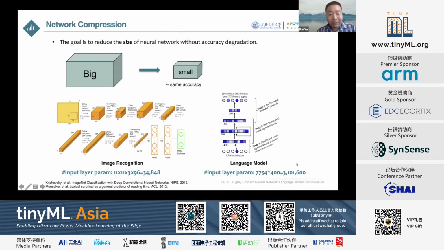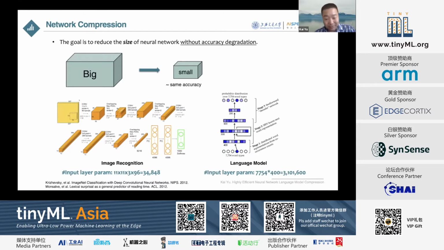Before, people have been talking about image a lot. So let's see the difference between a neural network for image processing or video processing compared to a neural network for natural language processing. On the left, we can see a typical neural network for image recognition. The input layer is actually the kernel size for each convolution kernel. If we have an 11 by 11 kernel with 3 channels, the input parameter size for this particular neural network is only about 34K.